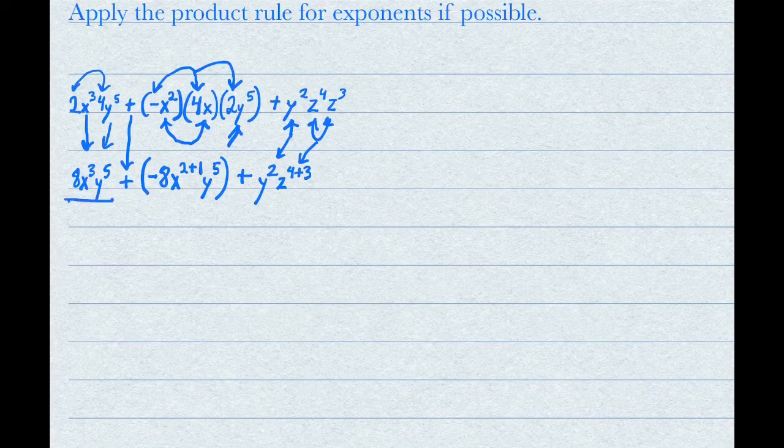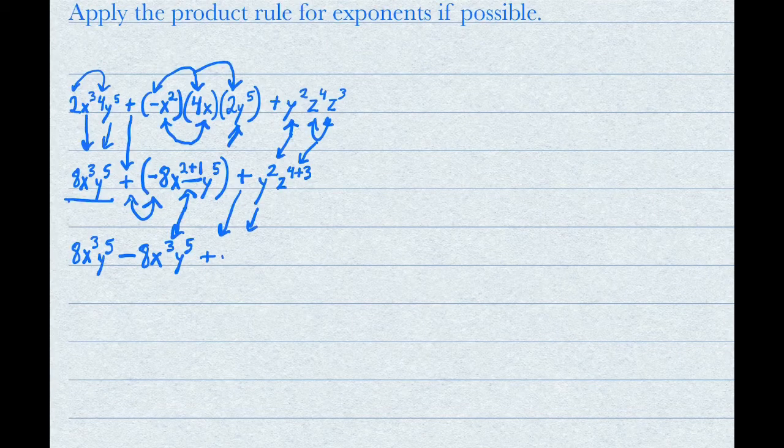On the left side, there's nothing you can do for now, so just bring it straight down. When you multiply a positive and a negative, the negative stays. So bring down the negative sign. So you have -8 times x. This part can be simplified. It becomes x to the 3rd times y to the 5th. Bring down the plus sign. Bring down the y squared. Now, over here, this can be simplified as well, so you have z to the 7th.